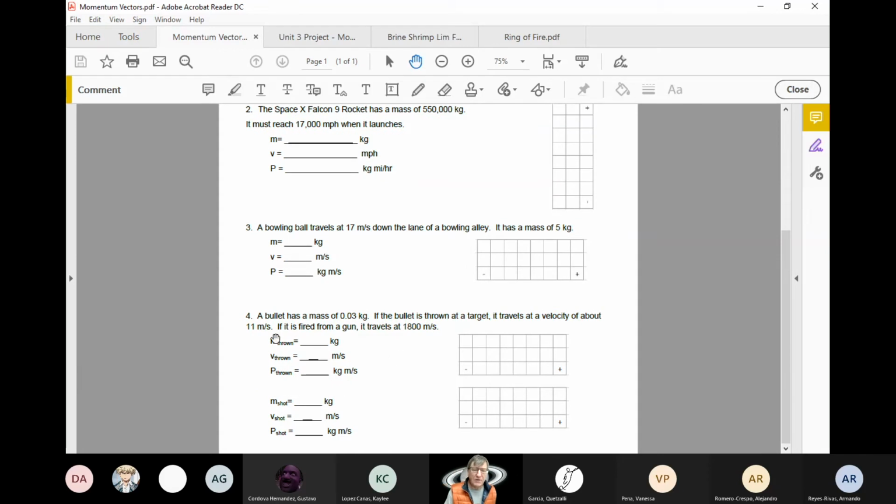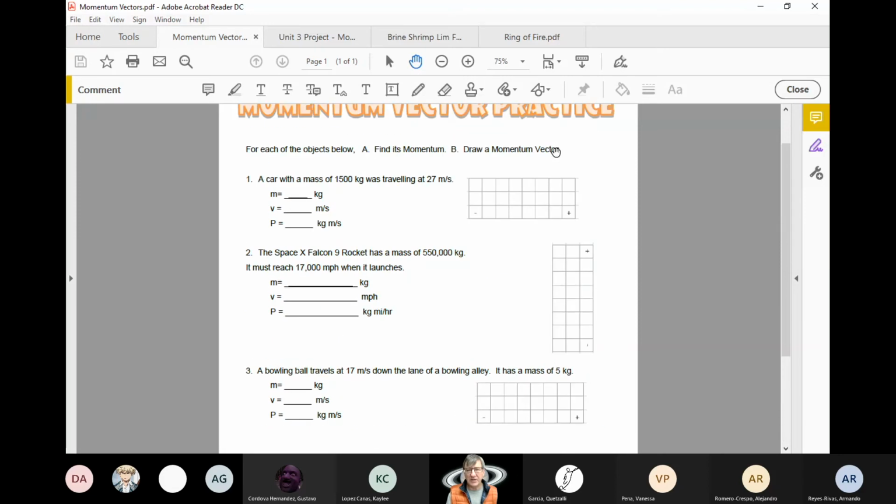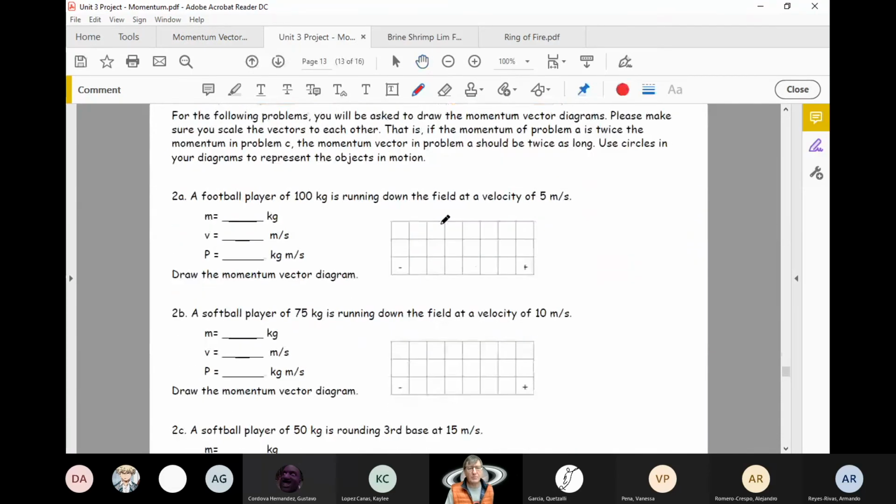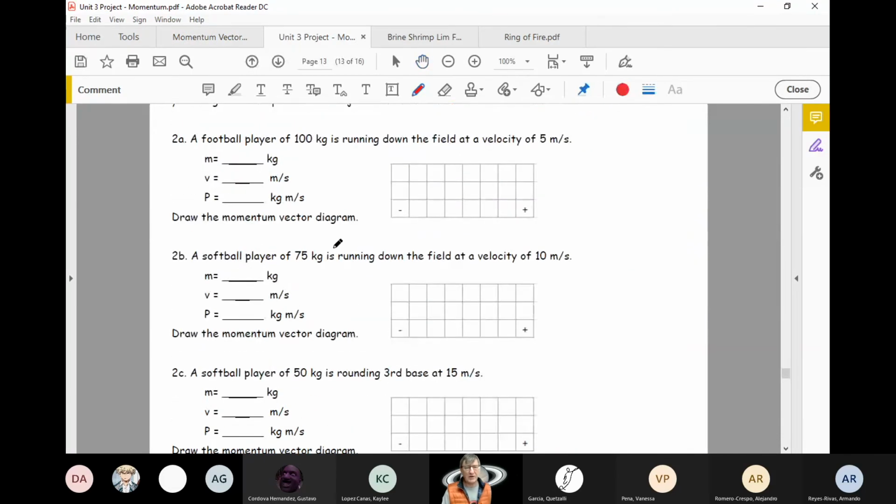So you're going to find the momentum of the bullet twice. Once when it's just thrown, and then when it's shot at a target. Okay? And then you're going to draw those 2 momentum vector diagrams. Now these 2, since it's the same object, you should have the same size, at least for the same mass. It should be to scale for these 2. These other ones don't need to be to scale. On this page, back in the project, since they're all people, they're relatively easy to compare their sizes. These ones do need to be drawn to scale.